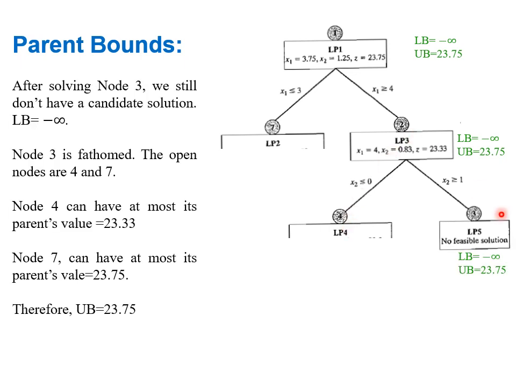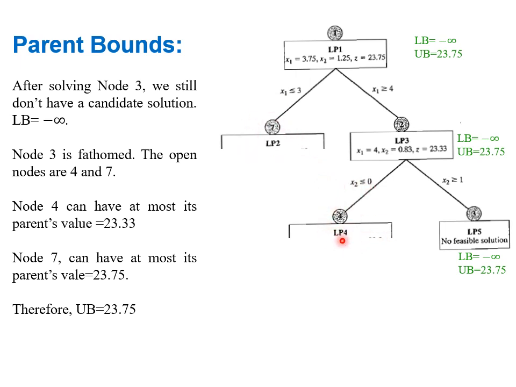Then we decide to branch node 2, and we come up with two children, and we select one of them randomly and solve it. So we solve node 3, and the result is infeasible. This LP5 does not have a feasible solution. Since we didn't get any integer solution until now, our lower bound is still minus infinity. And in order to find the upper bound, we look at the unexplored nodes. The currently unexplored nodes are node 4 and node 7.